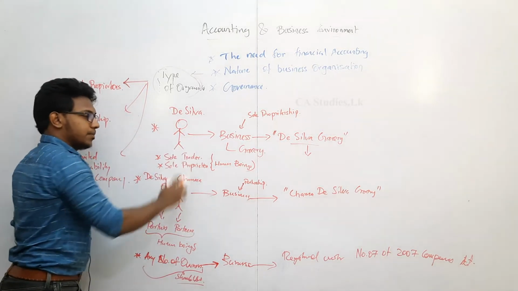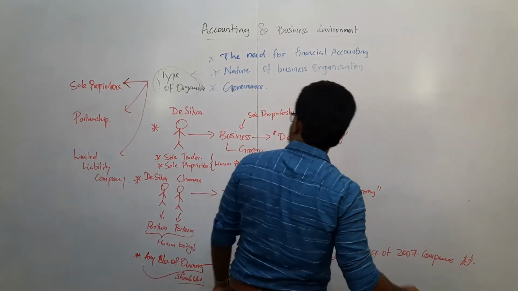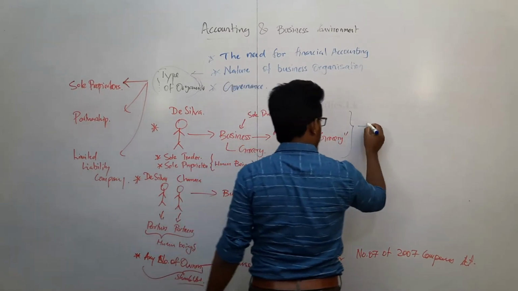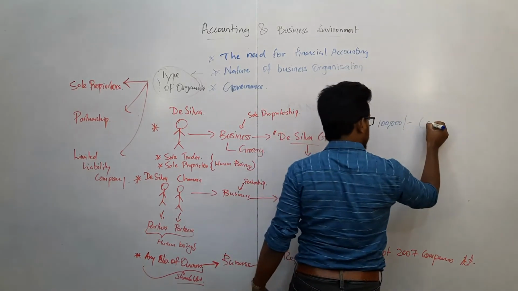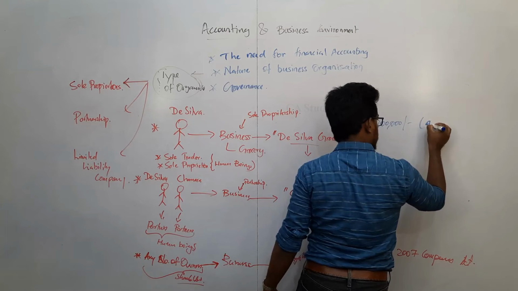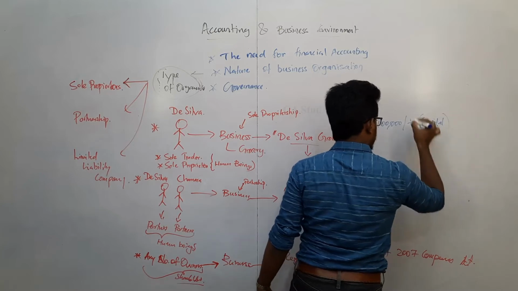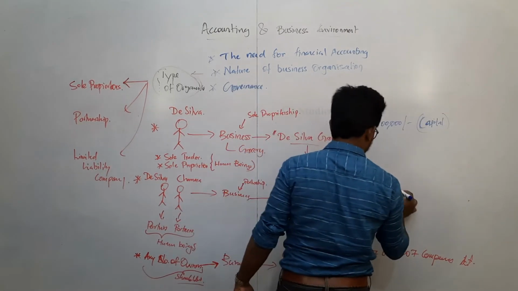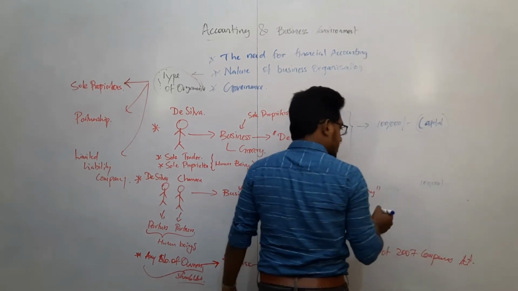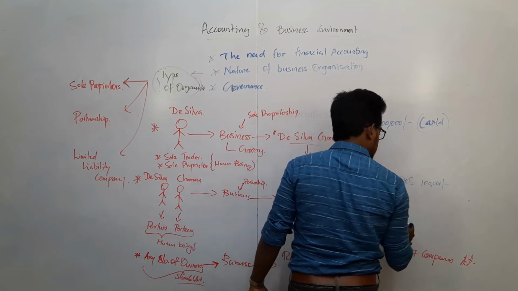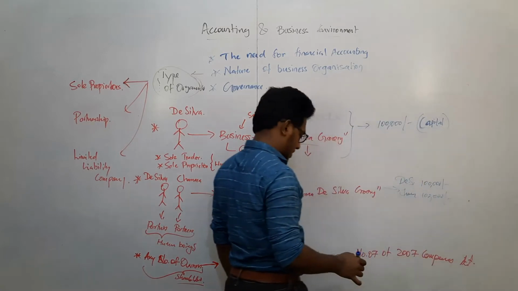Right? Here I will explain how these shares work. Say D. Silva and Chamara are investing in this business. So capital is 100,000. Say D. Silva is investing 100,000. This is D. Silva, and this is Chamara. Chamara is also investing 100,000. So this is the capital.